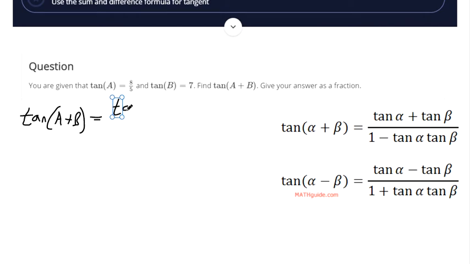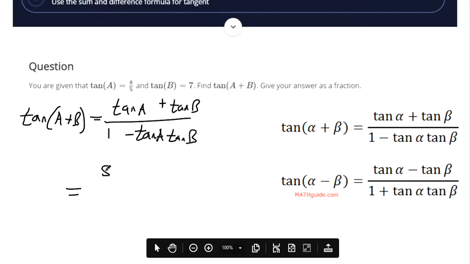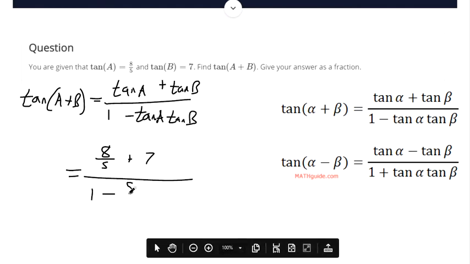It's going to be tangent of A, which is 8 over 5, plus tangent of B, divided by 1 minus tangent of A times tangent of B. All you have to do is plug in the numbers. We have 8 over 5 for the tangent of A. We have 7 for the tangent of B. We've got 1 minus 8 over 5 times 7 in the denominator.